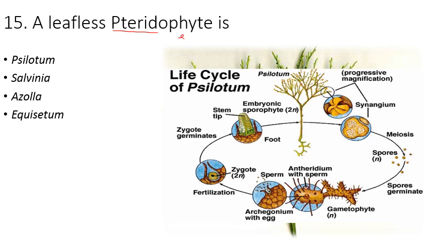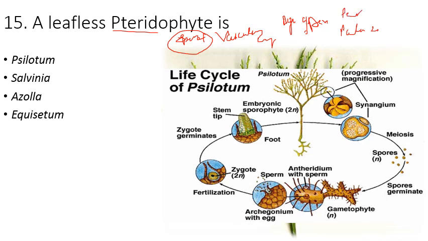So in pteridophytes, the main plant body is the sporophyte. These are the first true land plants with vasculature. So these are commonly known as vascular cryptogams. And the age of pteridophytes, if we talk about the geological time scale, the age of pteridophytes is the Paleozoic era, and the period in which the pteridophytes were the dominating vegetation is the Carboniferous period.